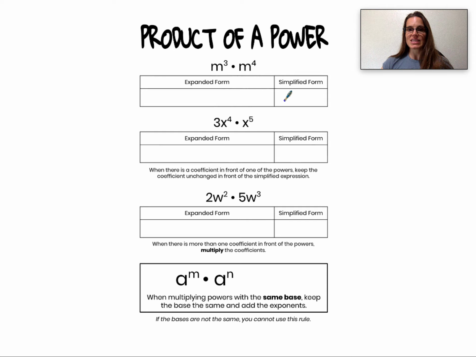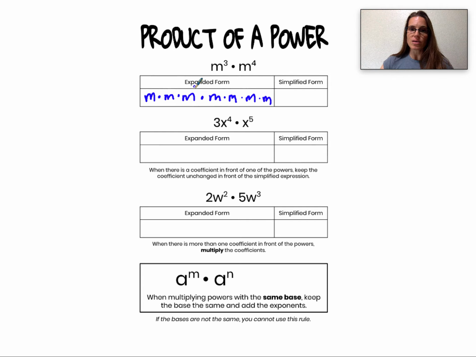To understand how to find the simplified form of m to the third times m to the fourth, let's expand that product. Expanding m to the third means writing out the repeated factors, m times m times m. I'm not writing down the number 3. What the number 3 tells me is that I'm multiplying m by itself 3 times. M to the third times m to the fourth. So m to the fourth is m times m times m times m.